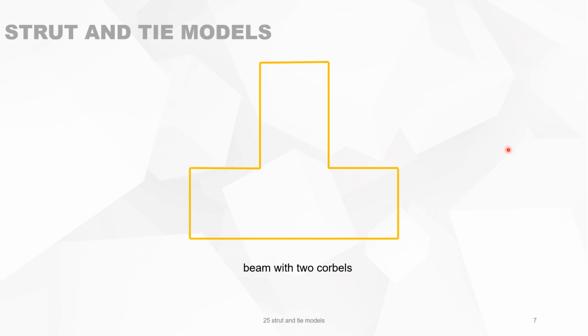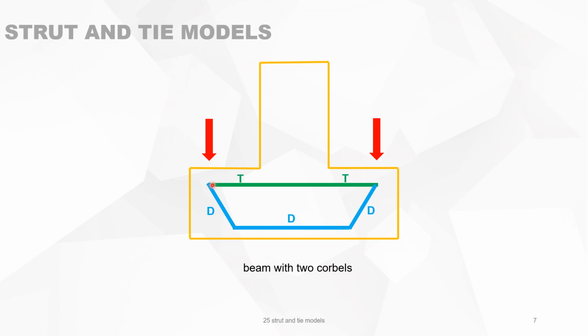Let's take now as an example a beam with two corbels. These are the two point loads coming from the floor or from other beams. You see immediately that there should be a strut like that going in the direction of the main body of the beam, the same to the other side. Those two are two struts fanning in. So it means that there is also a compression strut. On top, it's a tie.